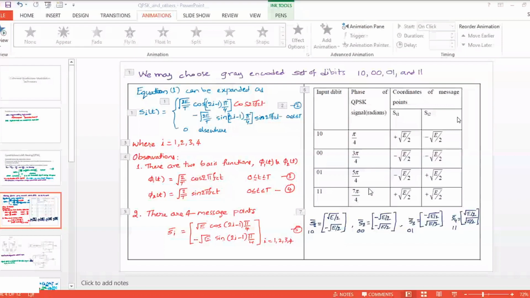What is the reason behind taking square root of 2 by T cos 2 pi fct or sin 2 pi fct over 0 to T? Yes, I was saying that we need to take root of 2 by T to get the unit energy of the basis. The basis function has to have unit energy. That is the only purpose, to have unit energy of the basis functions.